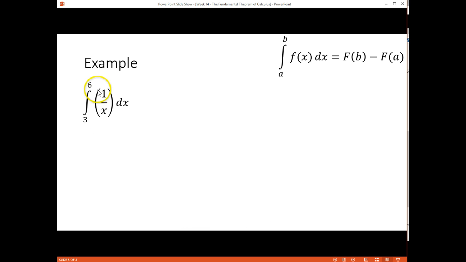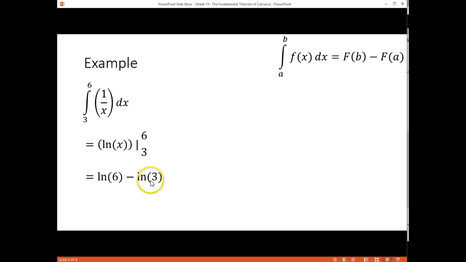Integral from 3 to 6 of 1 over x dx. This is, again, not that difficult. We just need to remember that the integral of 1 over x is natural log of x. So I'm going to evaluate the natural log of x from 3 to 6. So I take natural log of 6 minus natural log of 3.